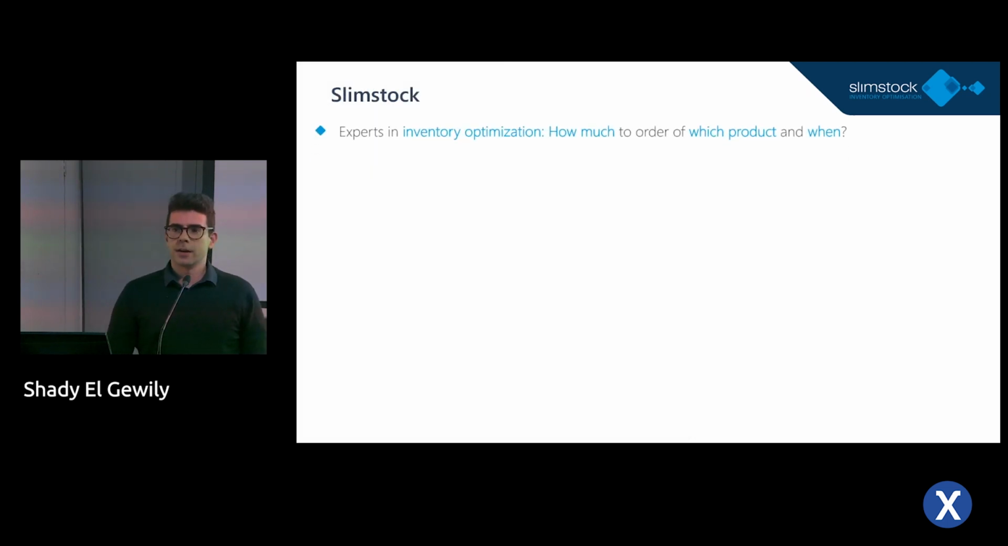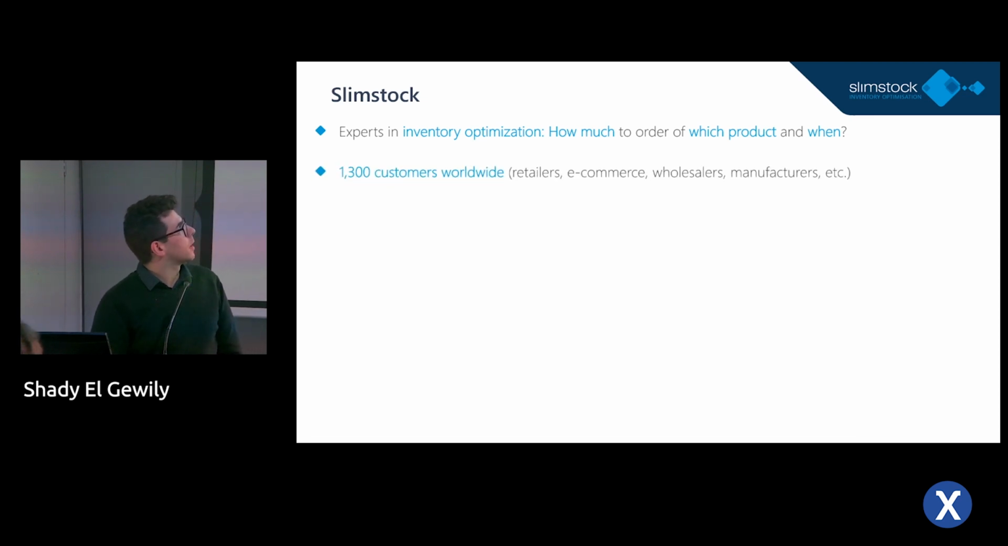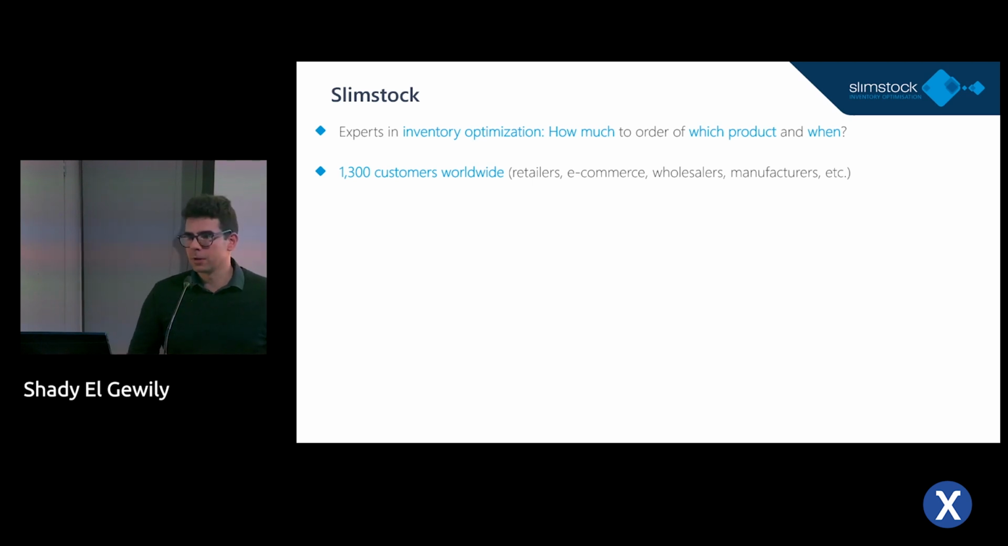So Slimstock is a company based in Deventer, and we are experts in inventory optimization. That means everything related to how much to order of which product, when should you order it. To keep your inventory position healthy, you don't want to keep too much stock, but you also don't want to have too little stock, because then you cannot sell it to customers. We have around 1,300 customers worldwide, and that's everything from retailers to wholesalers. So big companies where retailers order, for instance, manufacturers of all kinds of products.